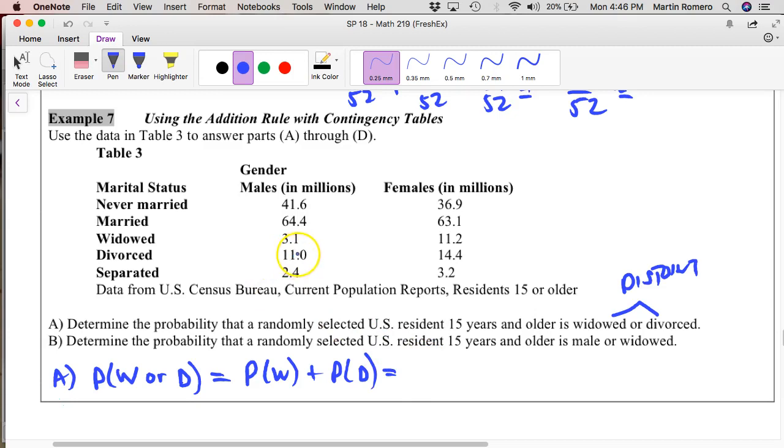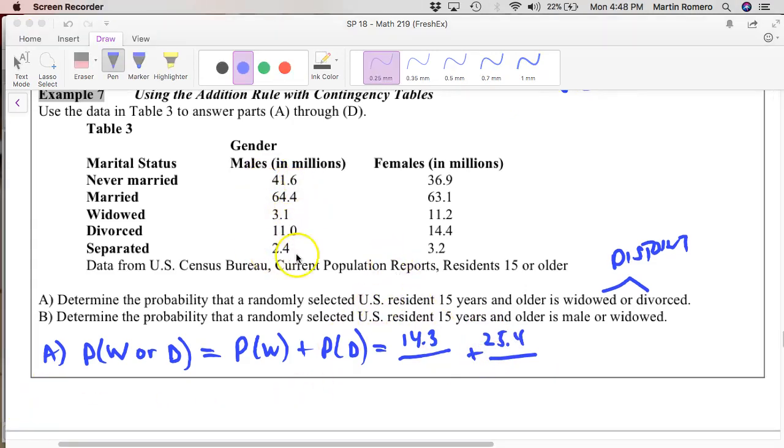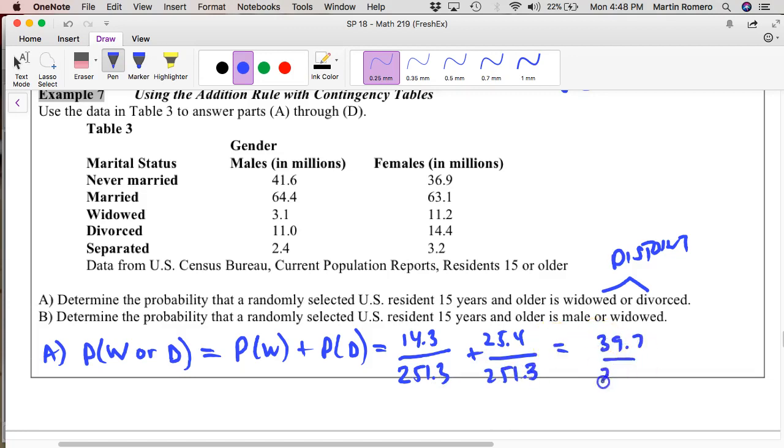The probability of widowed is going to be 3.1 plus 11.2, that's 14.3, all over the total amount, plus the probability of being divorced, which is 25.4 divided by the total amount. If we add up all of these totals here, you get 251.3. So this is going to equal 39.7 divided by 251.3. We do want to put that into decimal, so that would be 0.158.